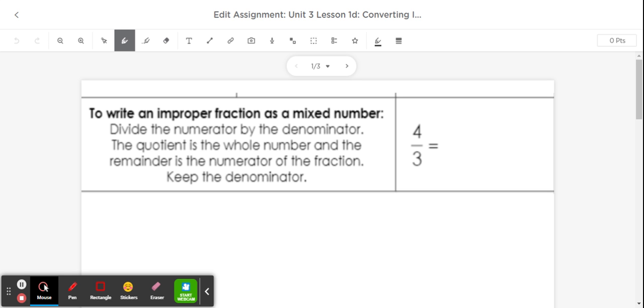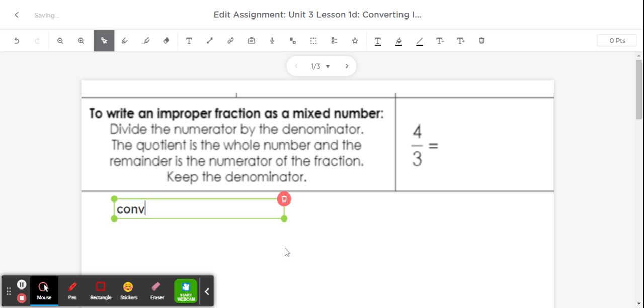The last lesson we learned how to convert a mixed number into an improper fraction. Now, today we're going to learn about converting an improper fraction to a mixed number. Now, again, you should have somewhere on your paper the word convert equals change. Remember, all we're doing is changing.